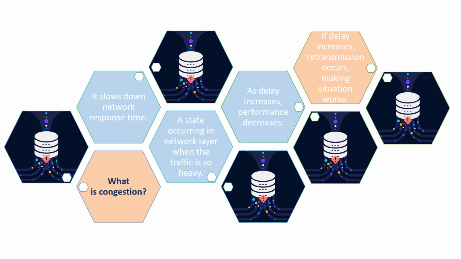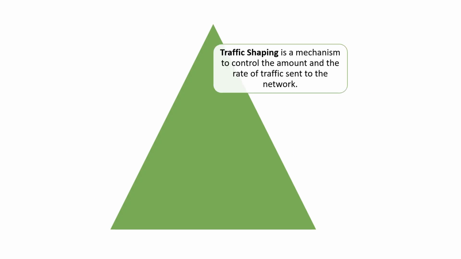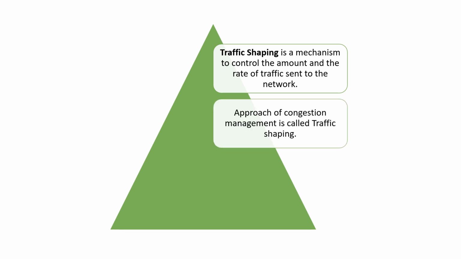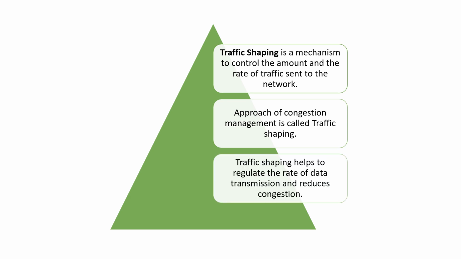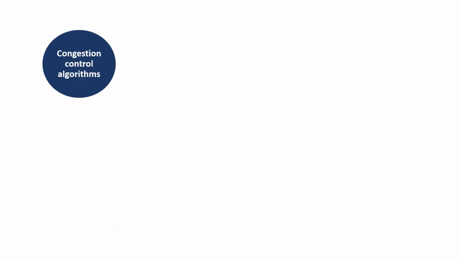Now before going to the types of algorithms, we can see the term traffic shaping. What is traffic shaping? It is a mechanism to control the amount and rate of traffic sent to the network. An approach of congestion management is known as traffic shaping. So this traffic shaping helps to regulate the rate of data transmission and reduces congestion. And to do this traffic shaping we have two algorithms.